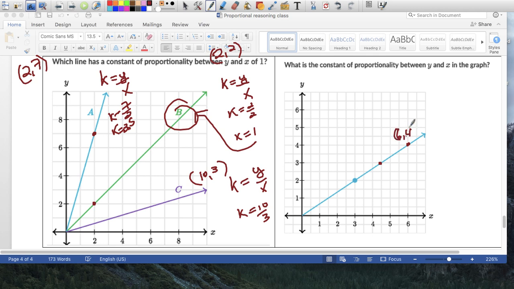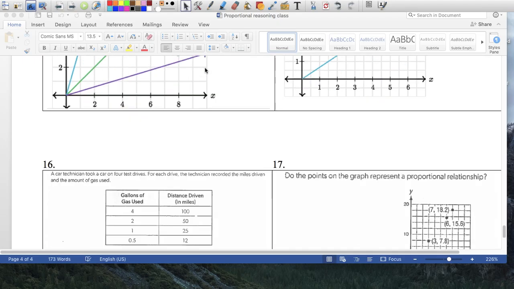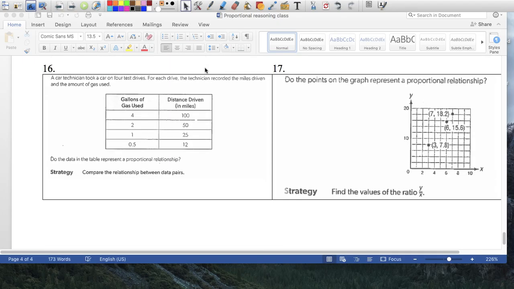And then what does it say? The points on the graph represent proportional relationships. So we have 3 and 7.8. Let me write. I'm going to find the values of the ratio y over x. So I'm going to put the values here on the table, with y and x, just to make life easier. So I've got 3 and 7.8, then we have 6 and 15.6, and lastly, we have 7 and 18.2.